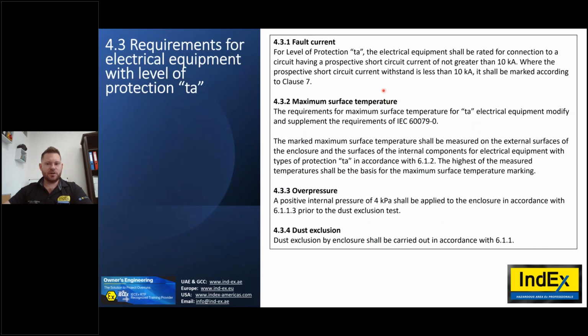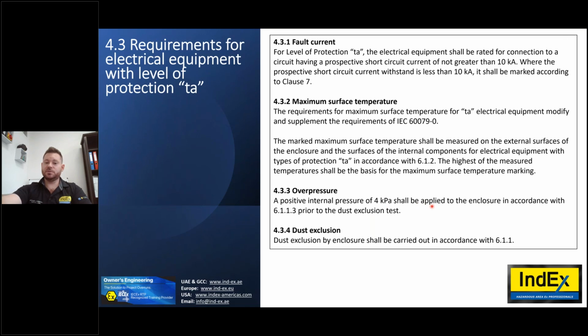When we consider TA, there are fault conditions that must be considered, such as the prospective fault circuit current shall not be greater than 10 kA. Where it is less than, it shall be marked accordingly. The maximum surface temperature needs to be followed as per 60079-0. The highest measured temperatures shall be the basis for the maximum surface temperature. That maximum surface temperature is then compared with whatever dust is being used in the facility for its ignitable layer temperature and cloud temperature. As long as the component's maximum surface temperature does not reach those temperatures, it shall be considered safe.